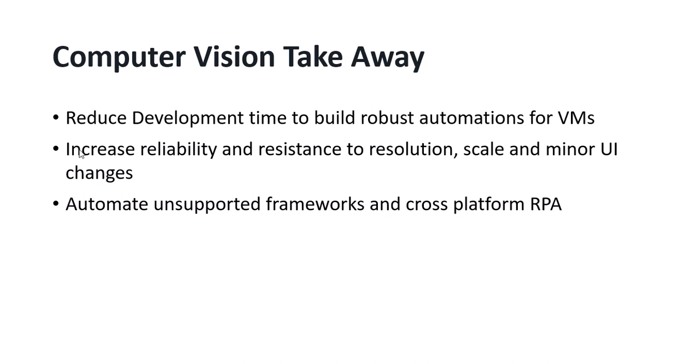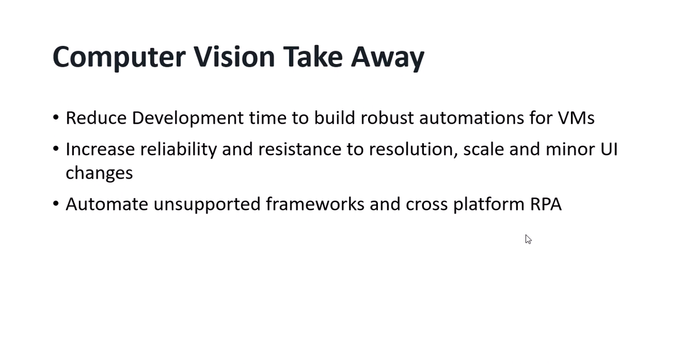Second is increased reliability and resistance to resolution, scale, and minor UI changes. If any resolution-related changes, minor UI changes, or scale-related changes happen in VMs or any of the types of applications I just described, you can use computer vision and increase reliability and resistance. And the last one is automating unsupported frameworks and cross-platform RPA.